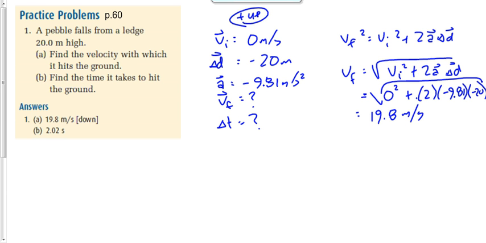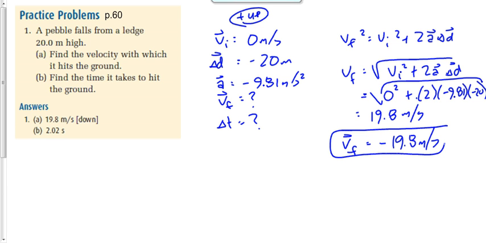Jacob, what have I solved for there? My final what? No, I haven't solved for my final velocity. I've solved for my final speed. I want my final velocity, so by rights, I should write final velocity is either negative 19.8, or I could say 19.8 down.